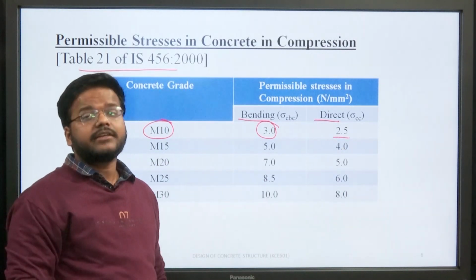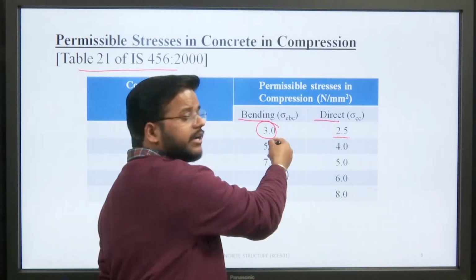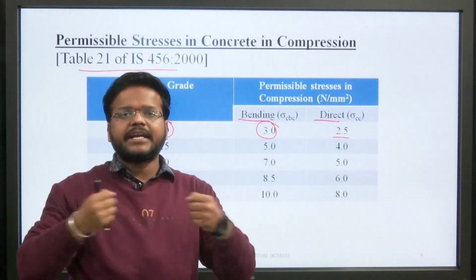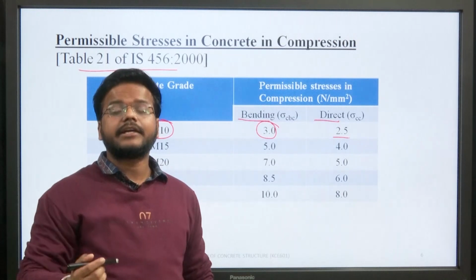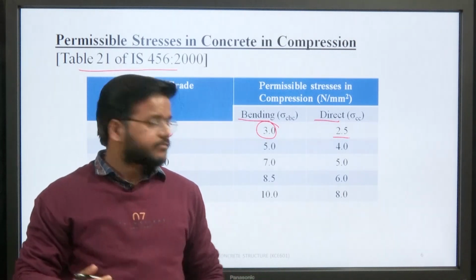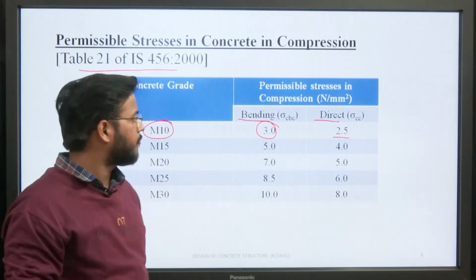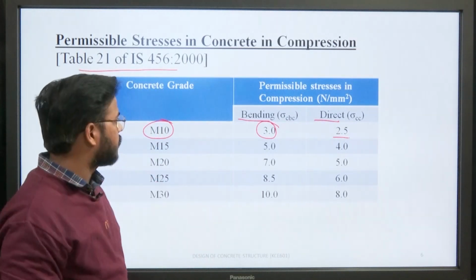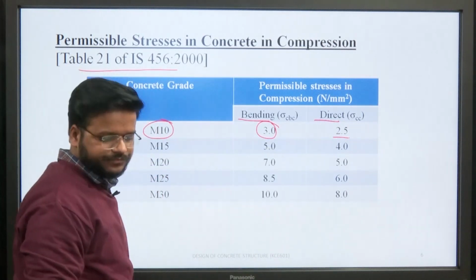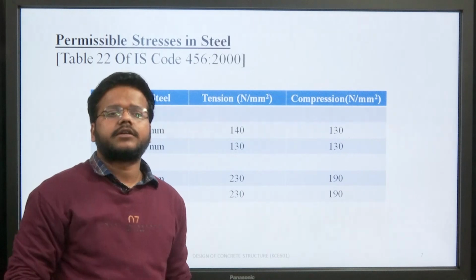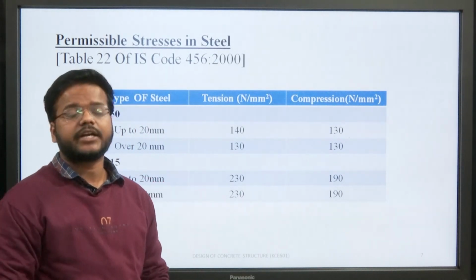You can see that the permissible stress in direct compression is low when compared to bending, because when you apply a direct force, the concrete becomes weaker. So, this value is low when compared to bending. Till now we have discussed the permissible stresses in concrete, in compression and in tension.